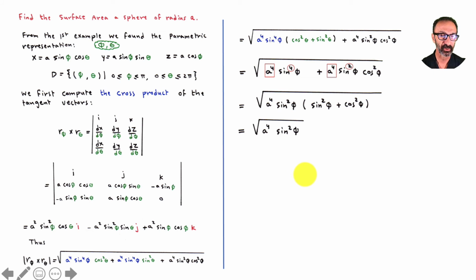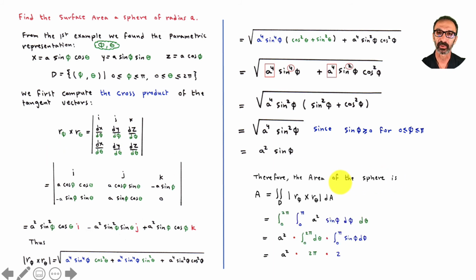Taking the square root of a to the 4, taking the square root of sine squared, I'm not going to write plus minus, because sine phi is greater than or equal to 0 when phi changes from 0 to pi. So that simplifies to a squared sine phi. Okay, we did the main part. We could slow down on the integration that you could follow without me slowing it down step by step. This is a cross product magnitude right there.